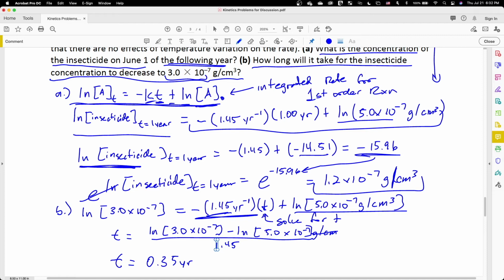So 0.35 of a year to be able to get you to a concentration of 3.0 times 10 to the negative 7 from the initial concentration of 5.0 times 10 to the negative 7 of the insecticide, right? That's simple. That's simple. All right, so let's do the very last one now.